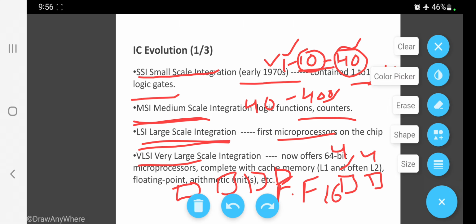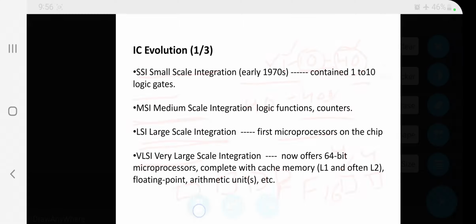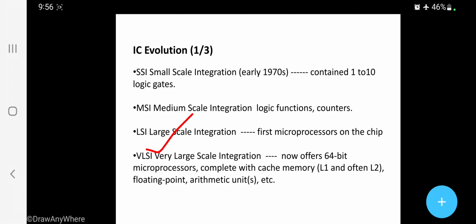Next, coming to very large scale integration. Here the jump is taken. You have around lakhs, starting with 1 lakh, 3 lakh, then millions of transistors, then crores. Now it is in billions, okay. Even now it is said to be very large scale integration only.